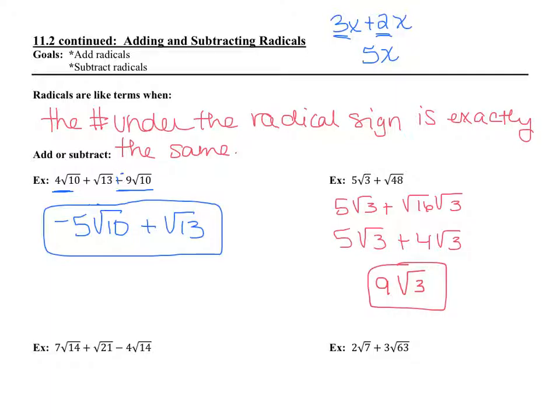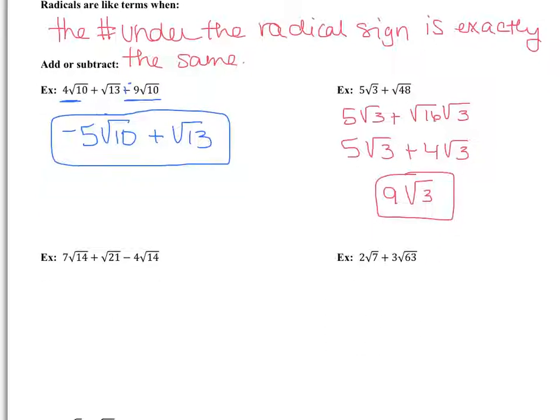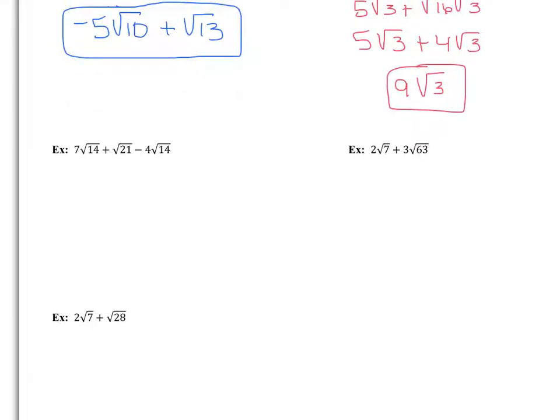And again, the radical does not change when you add them. This would be like one person having 5 radical 3's. This is another person having 4 radical 3's. They still have the same object, which is radical 3. There are just 9 of them. You're going to pause the video and try the next 3 examples. Press play when you're ready to check your answers.